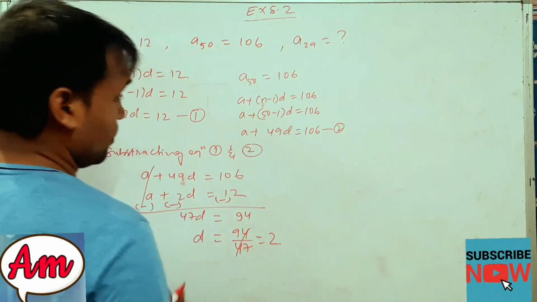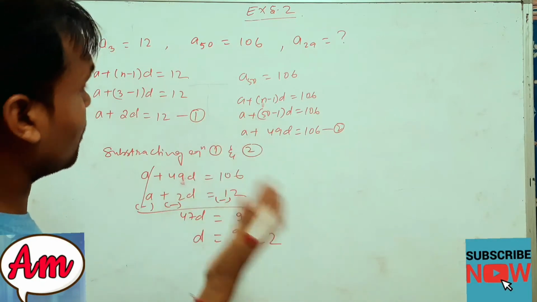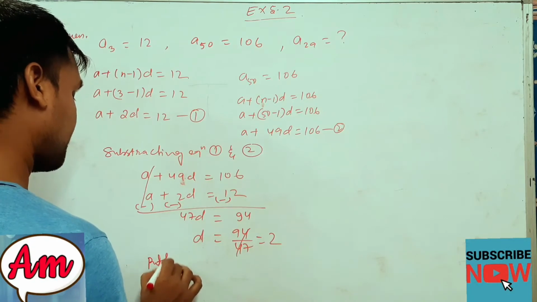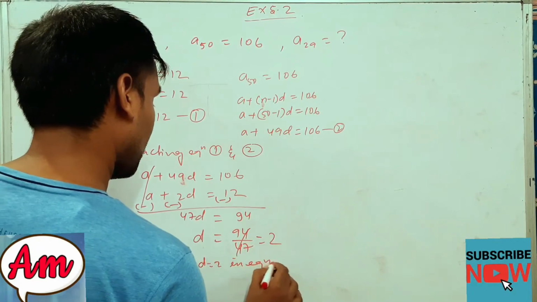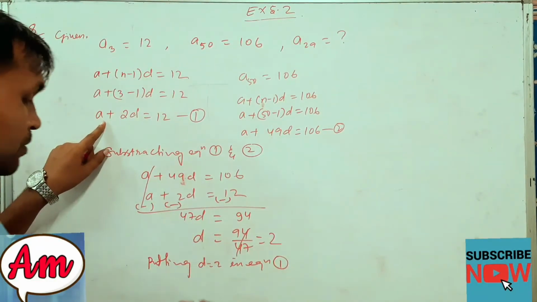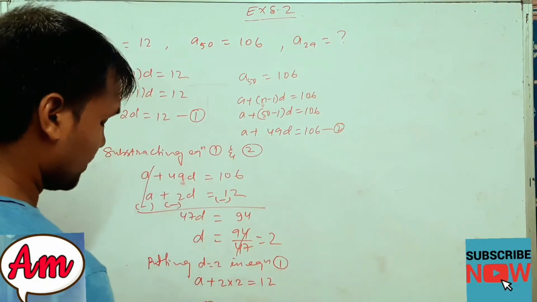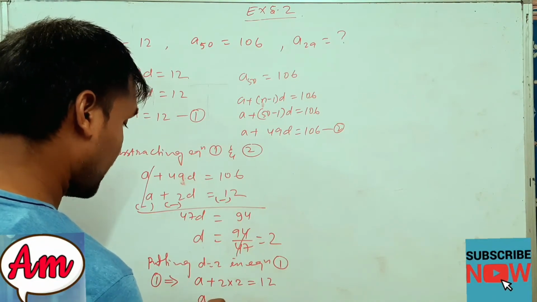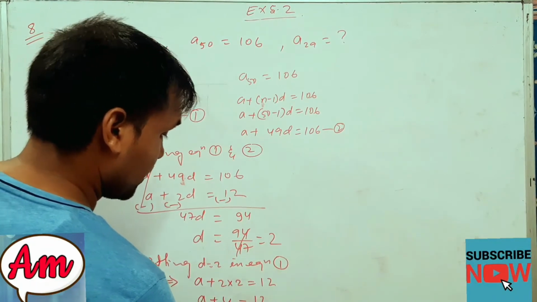It goes 2 times, so d is 2. Similarly, we substitute this value of d in either equation 1 or 2, and we will get the value of a. Putting d equals 2 in equation number 1, a plus 2 into 2 equals 12. So a plus 4 equals 12, a equals 12 minus 4, which equals 8.